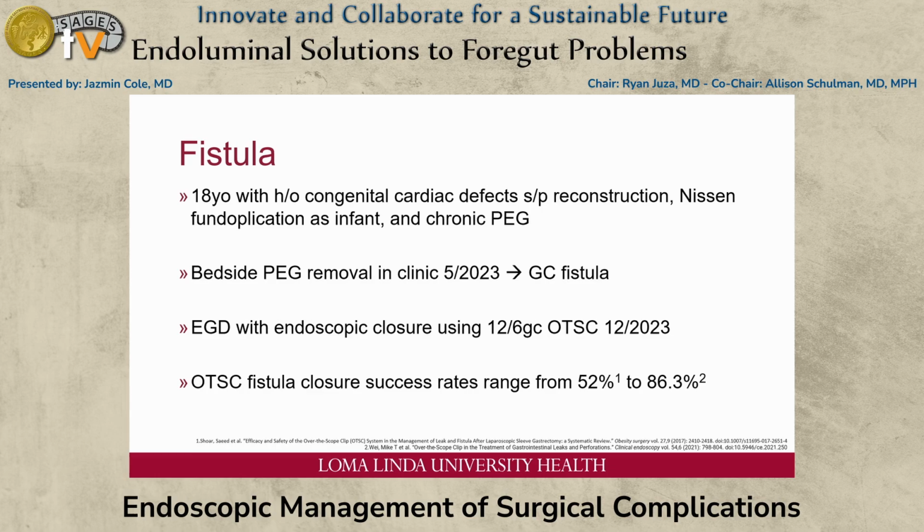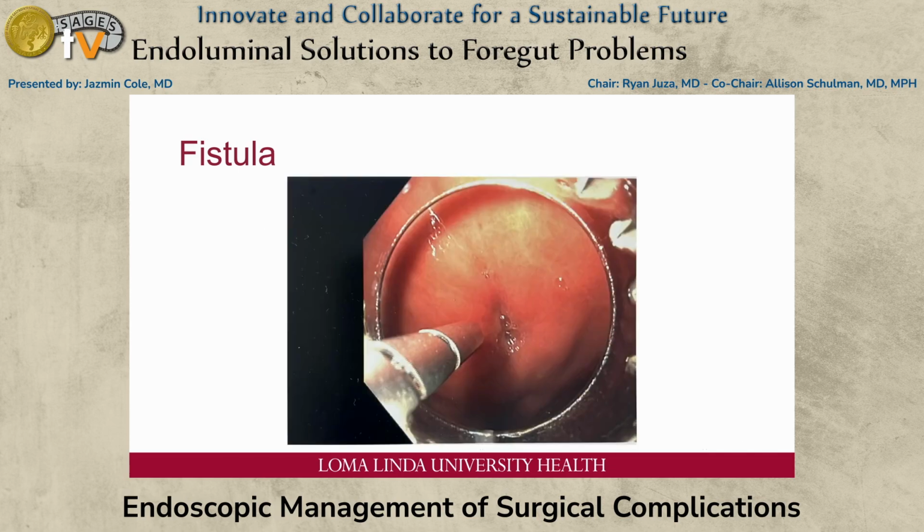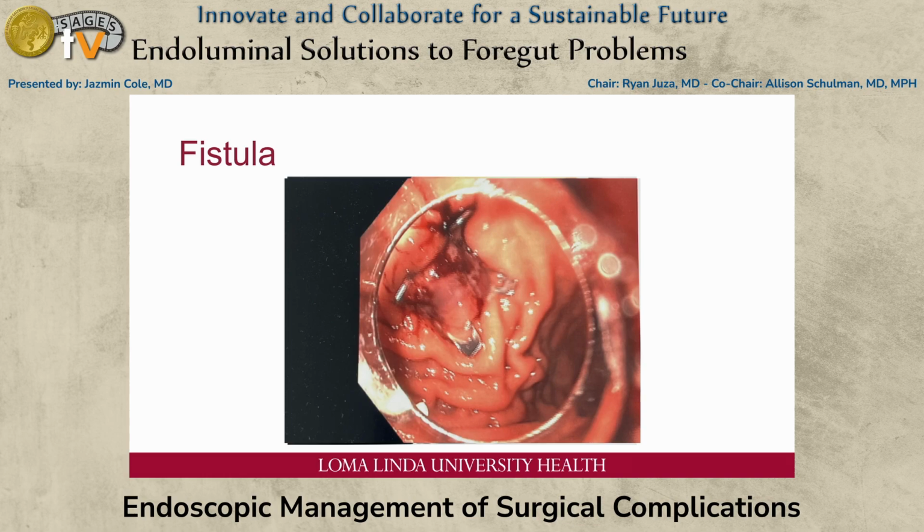And despite being young with a cardiac history, we wanted to try to avoid surgery as much as possible. And so 7 months later, by the time he got into the adult side of things, we performed an endoscopy and closure of the fistula with an over-the-scope clip. Success rates for closing a fistula with an over-the-scope clip vary in the literature from 52 to 86 or so percent. But this patient was successful. He remains asymptomatic about 4 months out now. And so this is a still shot of the fistula and a view endoscopically, and then that's the over-the-scope clip that's in place afterwards.